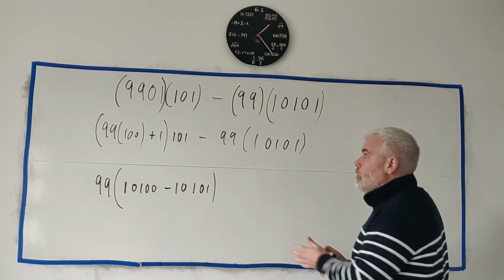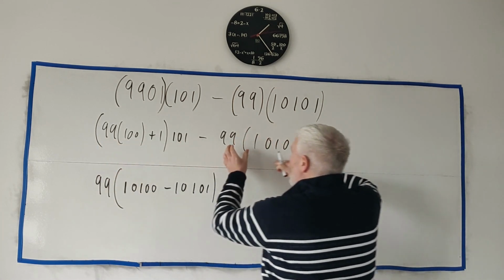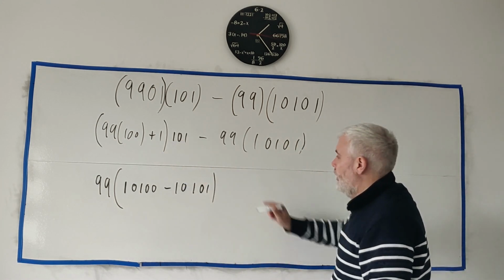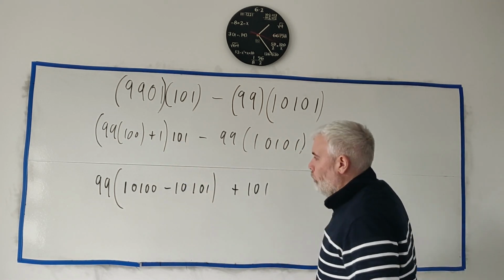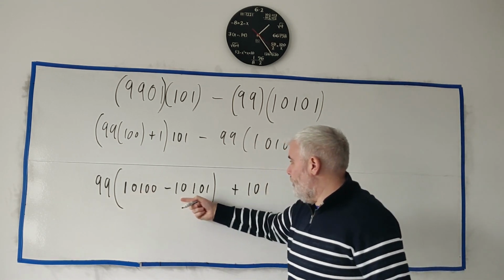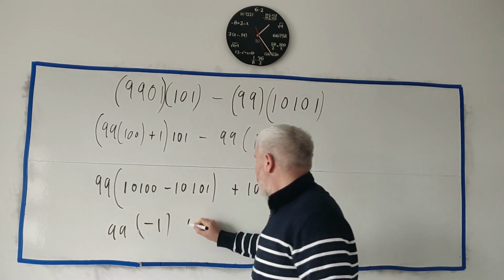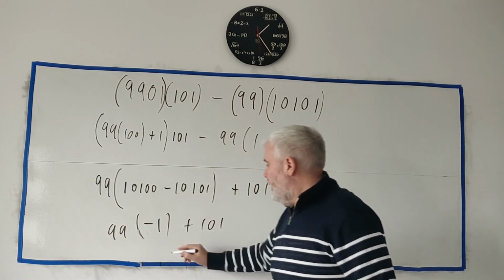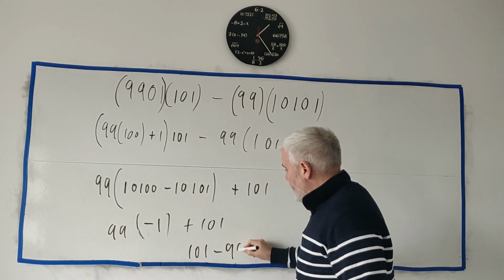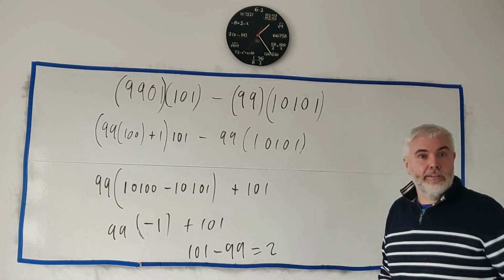What's left? Once we've taken out this term, this multiplied by this, and we've taken out this whole term, the only thing left is the 1 times the 101. So we get plus 101. This is quite easy to do in your head. This number here becomes a minus 1 times 99 plus 101. Well, that just becomes 101 minus 99 equals 2, which is the answer to this entire question.